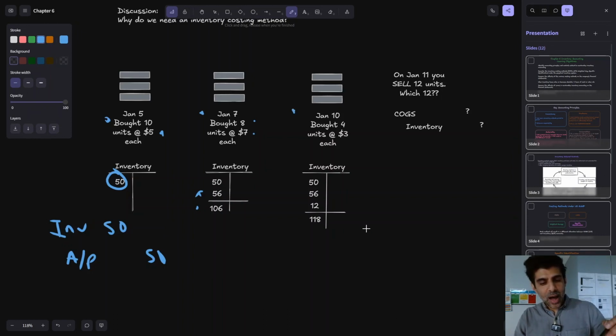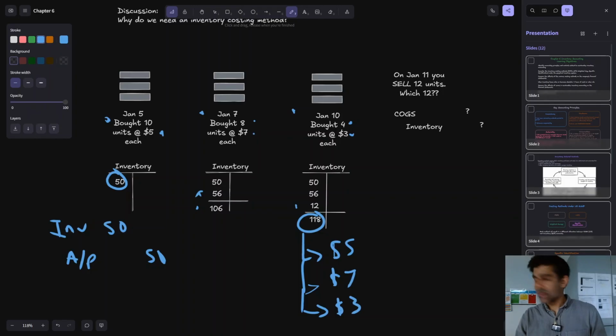And then we have one more purchase transaction, at another price, $3. That's where this 12 comes from: 4 units, $3 each, $12. So within this $118 we have 3 layers. We have a $5 layer, a $7 layer, and a $3 layer. There are 10 of these, 8 of these, and 4 of these.